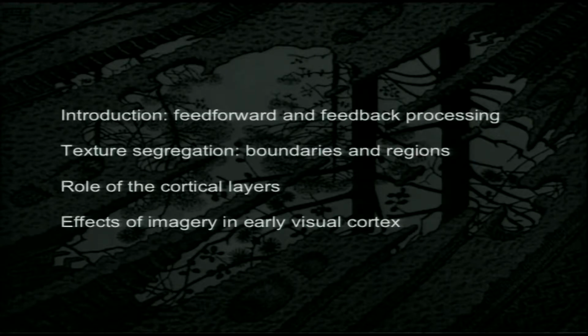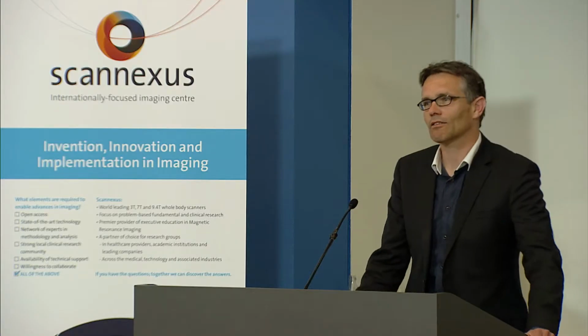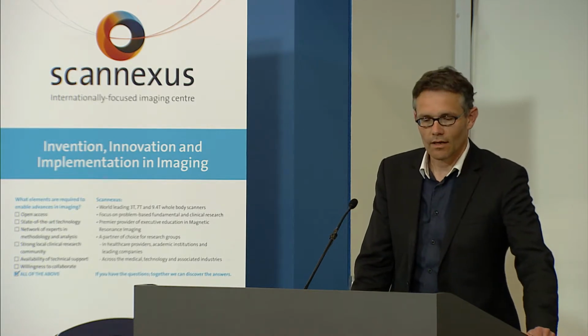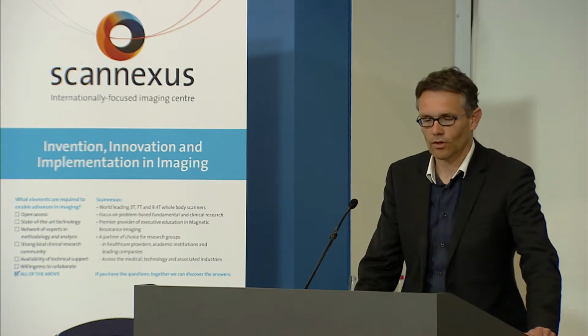So in my talk, I'll first briefly introduce to you the two concepts of feed-forward and feedback processing. Then I'll be applying those ideas to a texture segregation task, and I will talk a little bit about the detection of boundaries and the grouping of image regions. Then I'll say a few words about the role of the different cortical layers. And in the last part of my talk, I would like to share with you some new data that we obtained, actually in humans, on the effects of imagery in visual cortex.